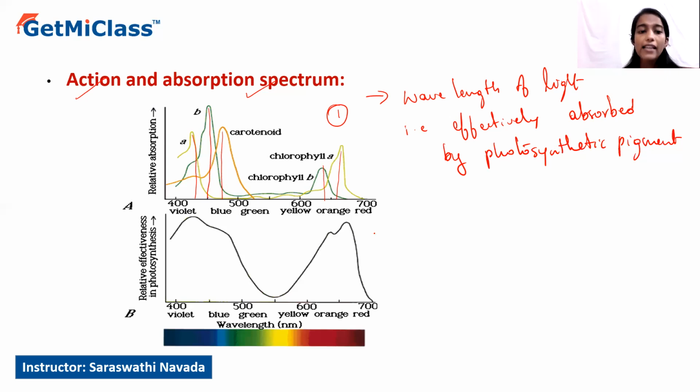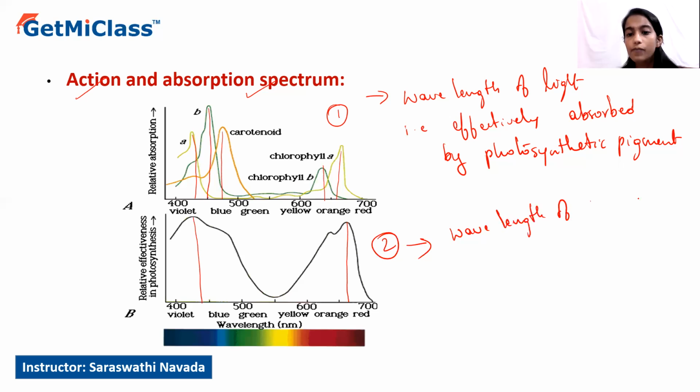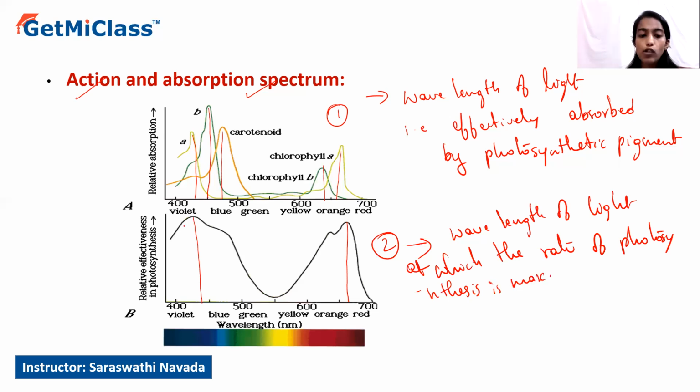And the next concept is regarding action spectrum. This second graph is of the action spectrum, where we can see the action spectrum for the chlorophyll pigments. It will be near the violet blue as well as the red light region. So action spectrum can be defined as the wavelength of light at which the rate of photosynthesis is maximum. So it is the light wavelength at which the rate of photosynthesis is maximum. That is called action spectrum.